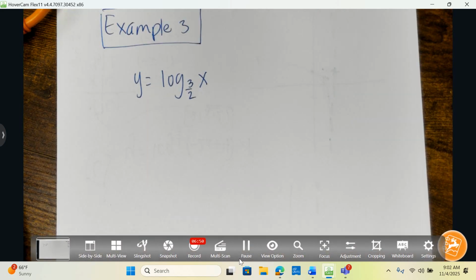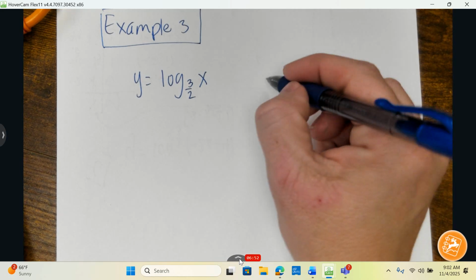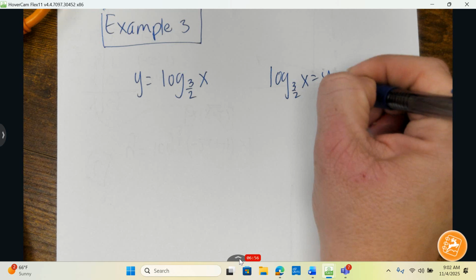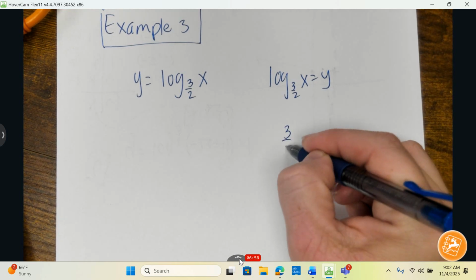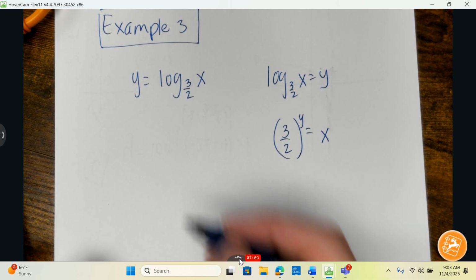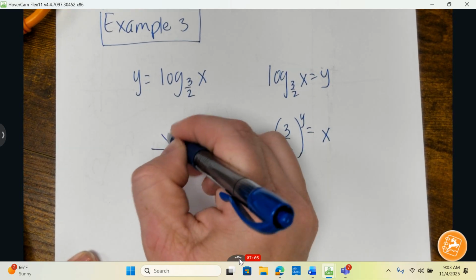For those that are in the classroom, I've asked them to come up with the ordered pairs. So if you want to, you can rewrite this as such. So it looks like this. And then I have the base of 3/2 raised to the power, y equals x. So how do I come up with these values?